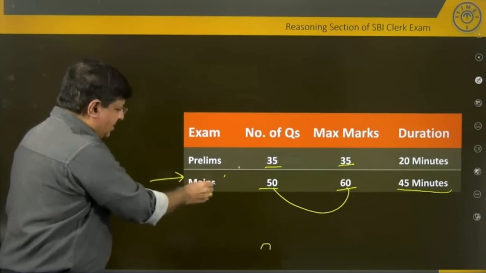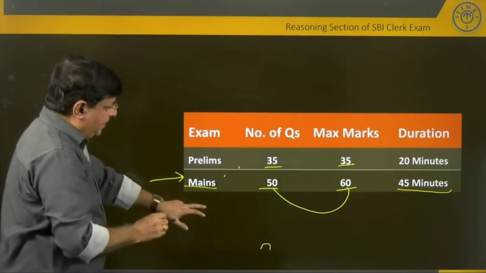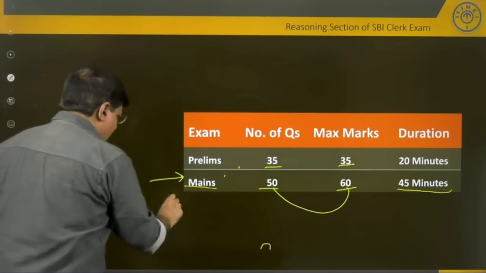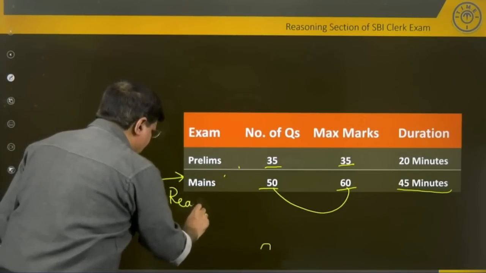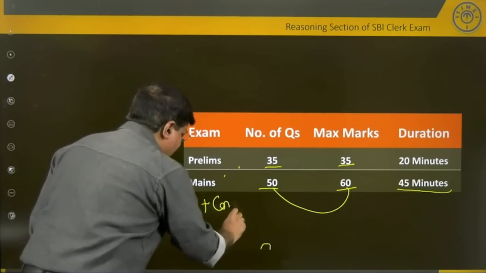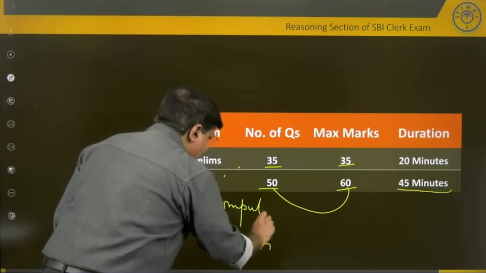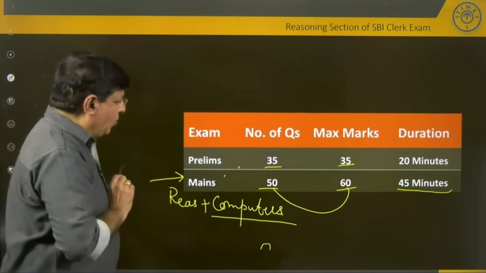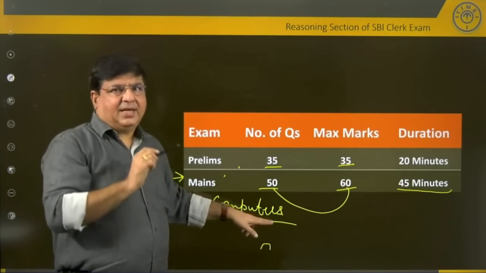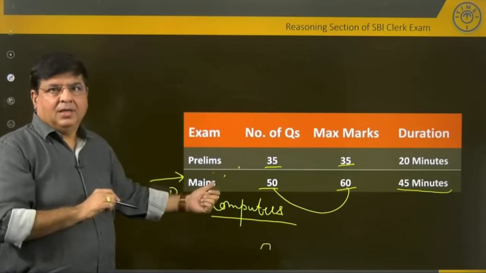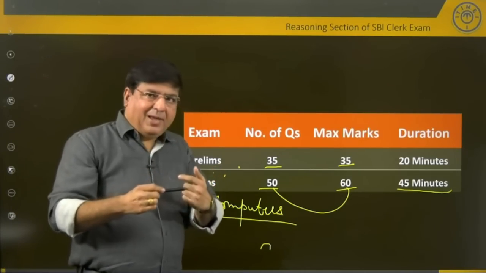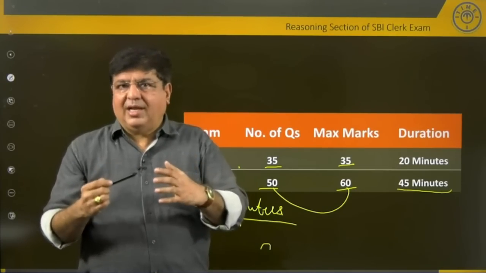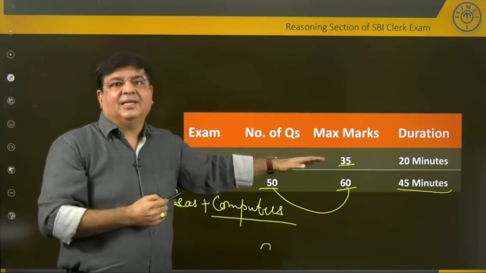When you look at the mains exam, the reasoning section has reasoning plus computers. But when you look at the previous year's papers, no questions on computers have been asked in the reasoning section of the mains exam. But that doesn't mean that we will not prepare for computers. We will study our entire syllabus of computer knowledge that is there in the exam and go for the exam.